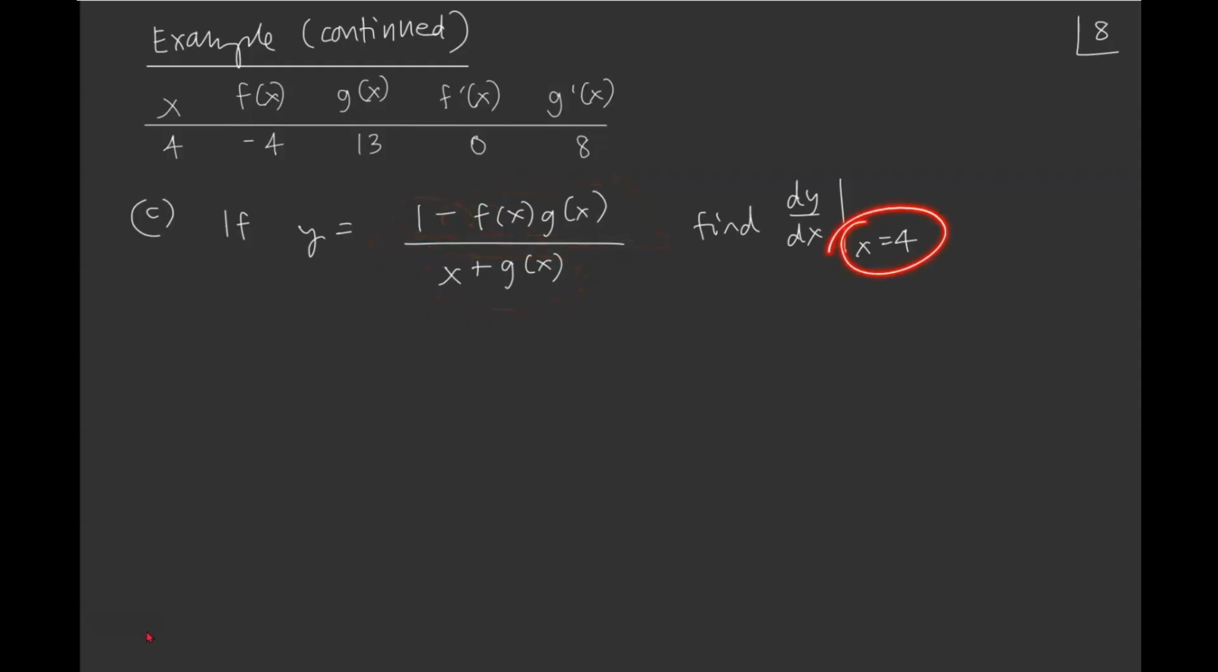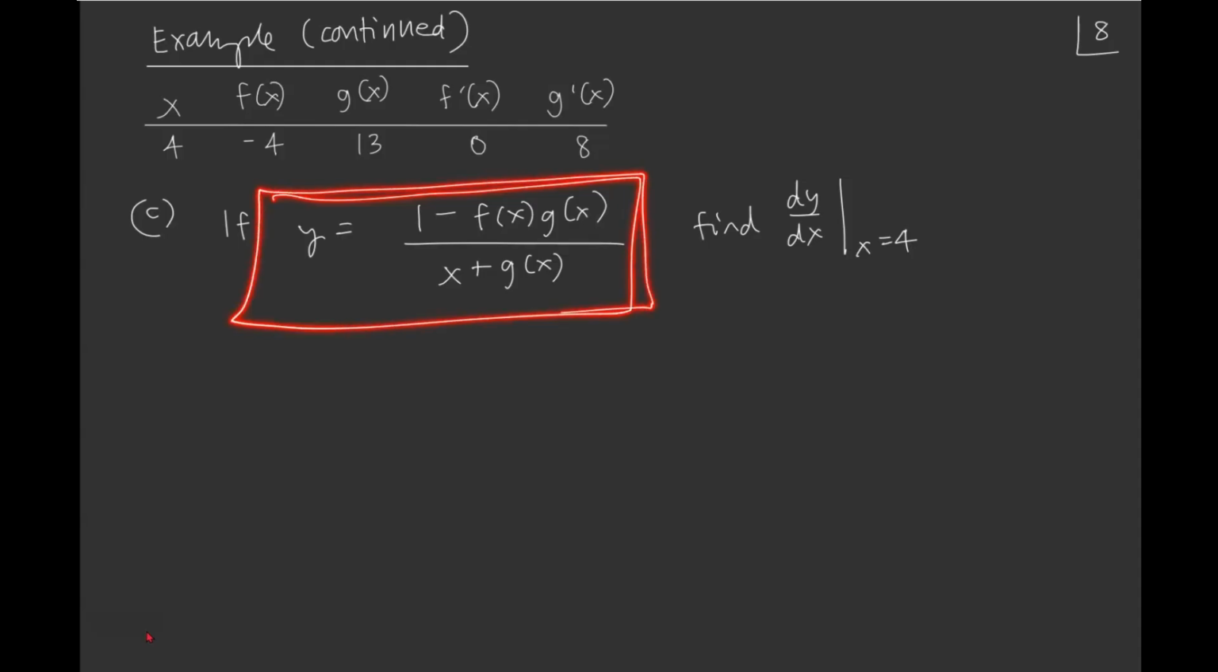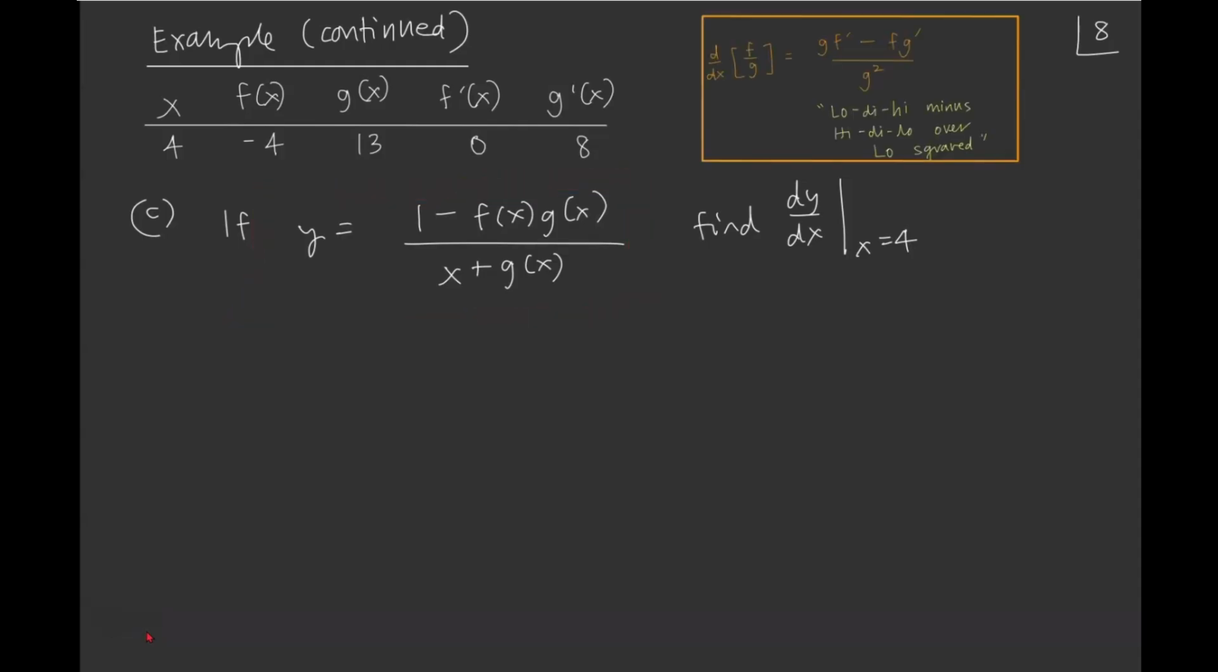And everything is happening at x equals 4, so that's good because that's the only thing we have a table for. So we're just going to treat this as a quotient rule, and we'll have to deal with whatever else comes up along the way. I'm just going to write the quotient rule up here so that we can remember that overall structure.